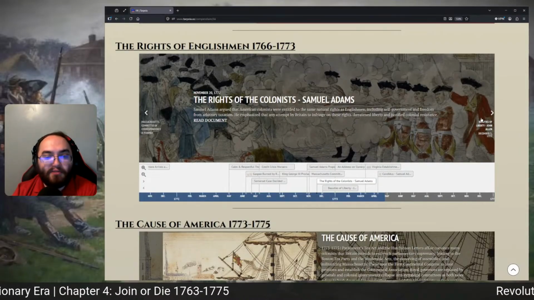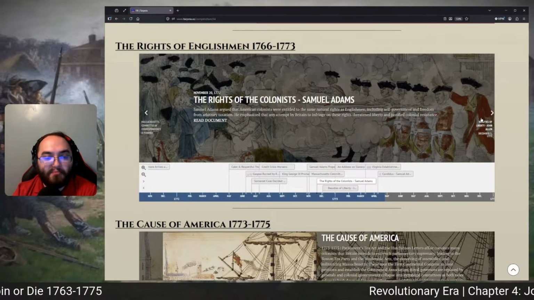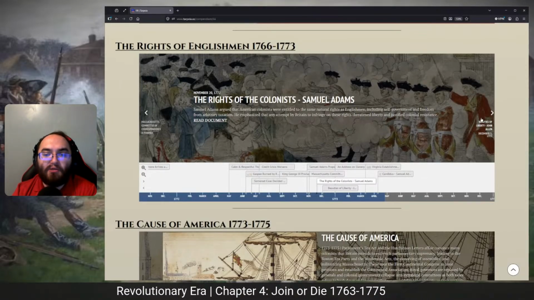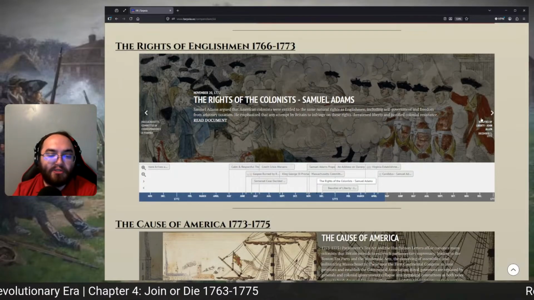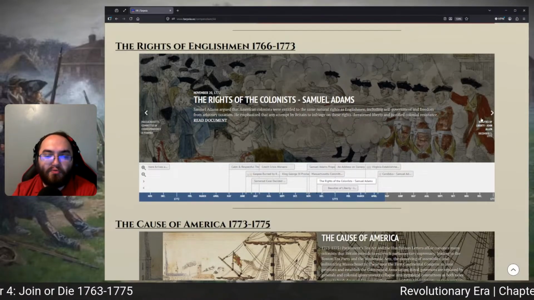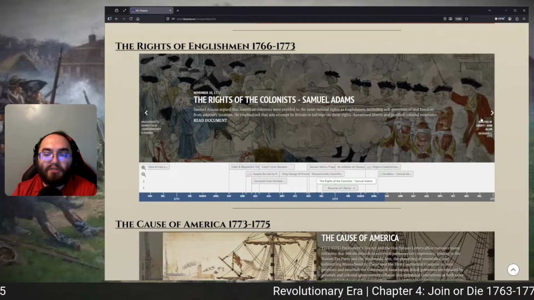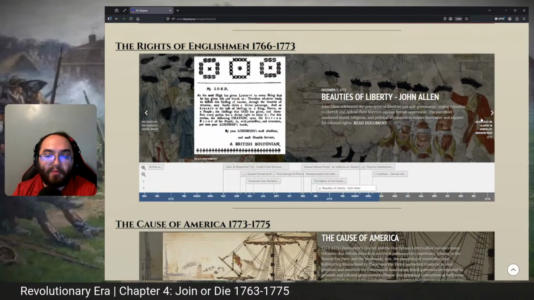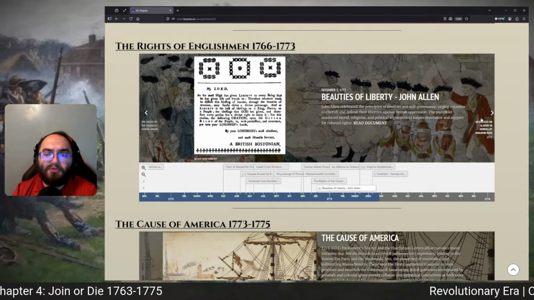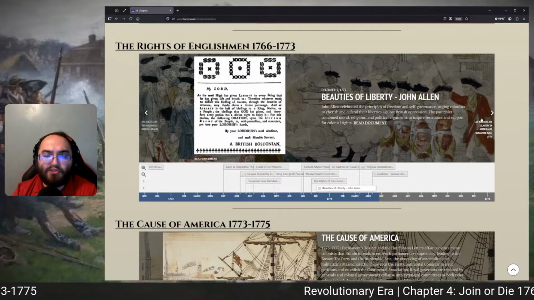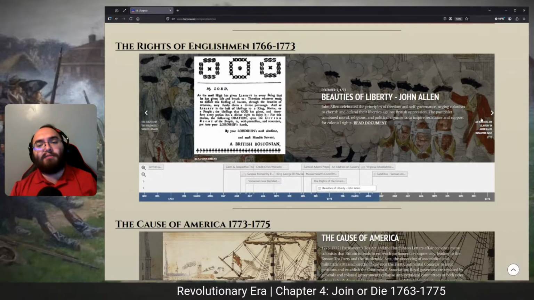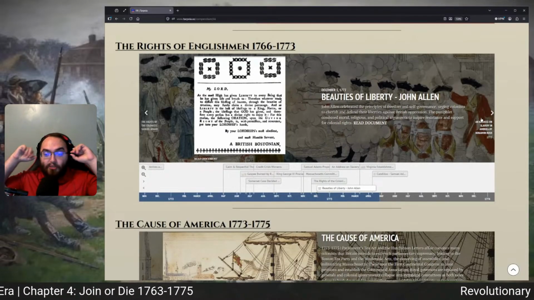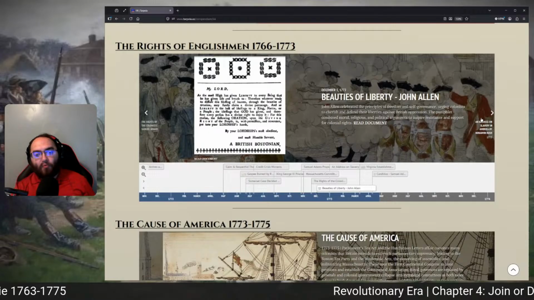And The Rights of the Colonists is a political essay written by Samuel Adams, and he argued that American colonists were entitled to the same natural rights as Englishmen, including self-government and freedom from arbitrary taxation. He emphasized that any attempt by Britain to infringe on these rights threatened liberty and justified colonial resistance. You have this essay, The Beauties of Liberty by John Allen. He celebrated the principles of freedom and self-governance, urging colonists to cherish and defend their liberties against British oppression. The pamphlet combined moral, religious, and political arguments to inspire resistance and support for colonial rights.